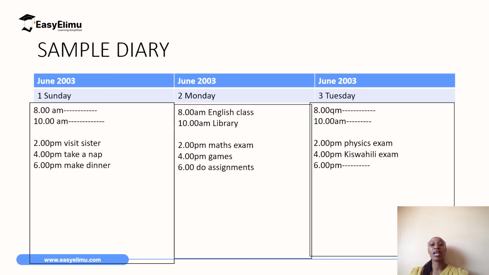You just put in just the important detail. If you want to visit someone, you write, visit someone. Or maybe if it is your brother's birthday, you write, brother's birthday. So they're very short, precise, and to the point.